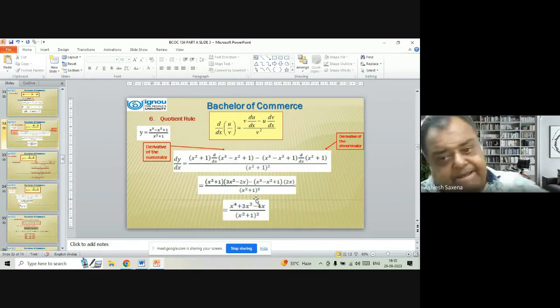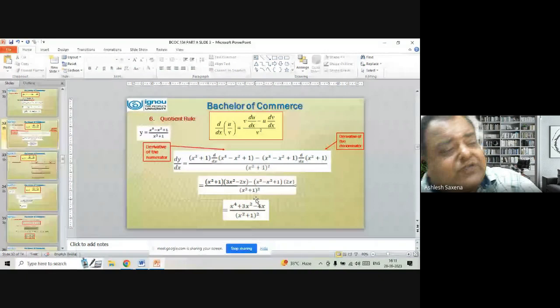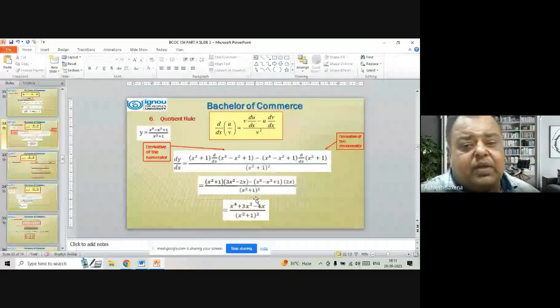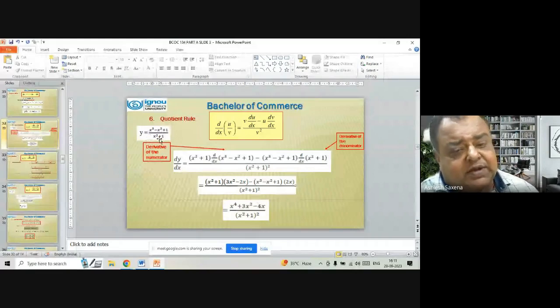Now, we move to the second important part, that is a quotient rule problem. You are given a problem: y is equal to x cube minus x square plus 1 divided by x square plus 1. What is the formula for solving this? If you have this, see it very carefully.